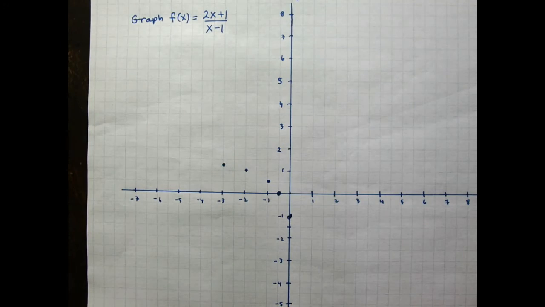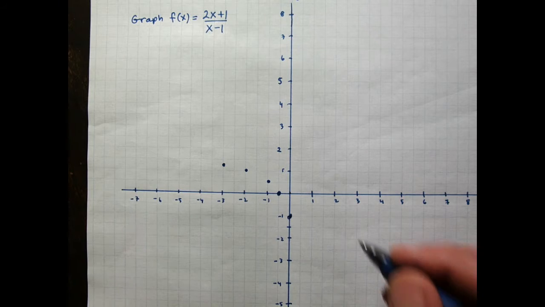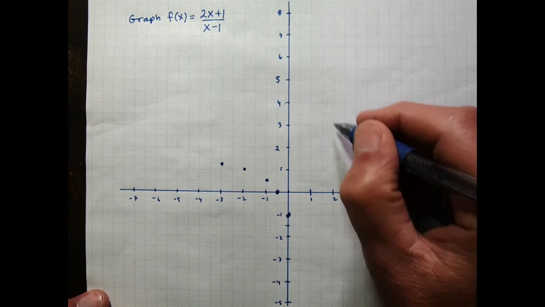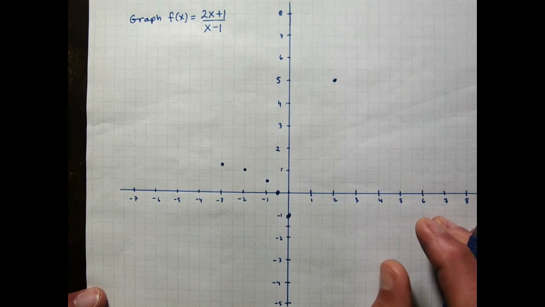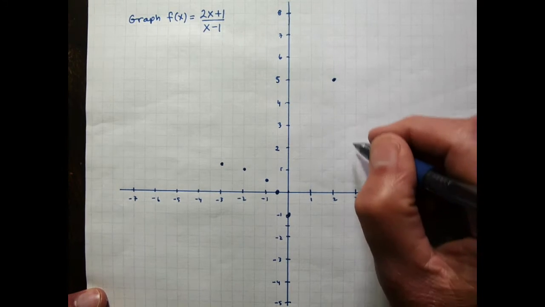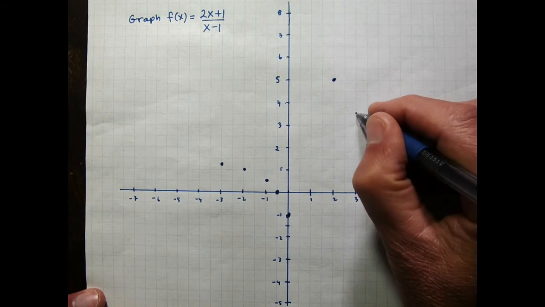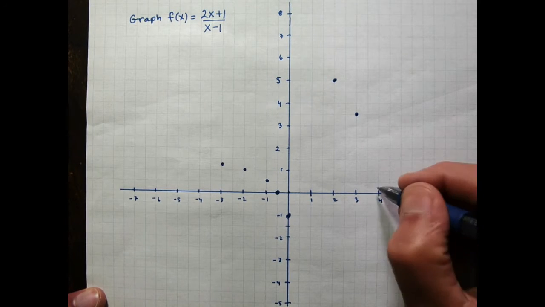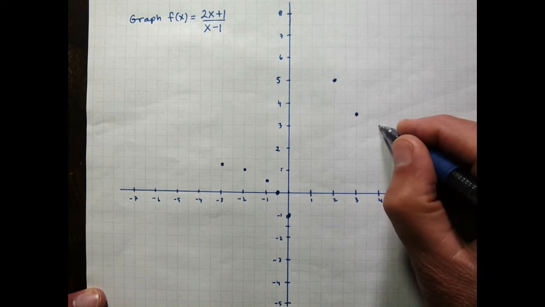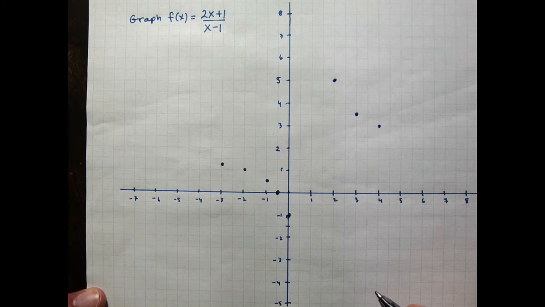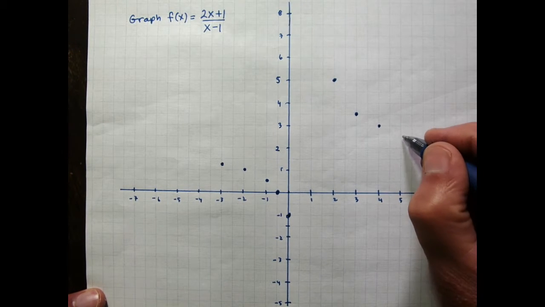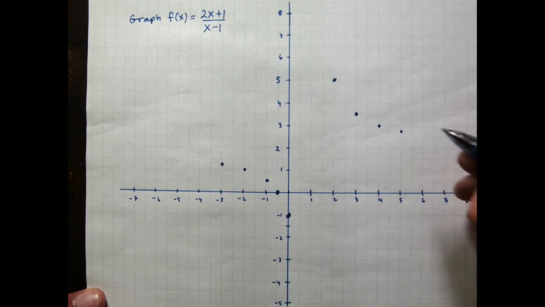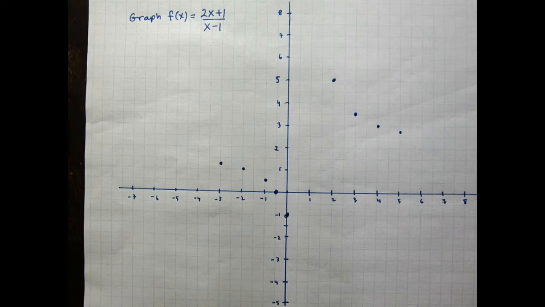So let's add these points to what I have so far. I have (2, 5), (3, 3.5), (4, 3), and (5, 2.75). And that's what I got so far.